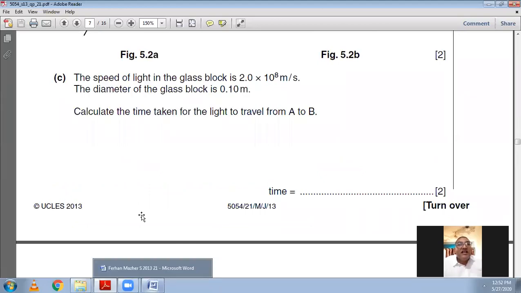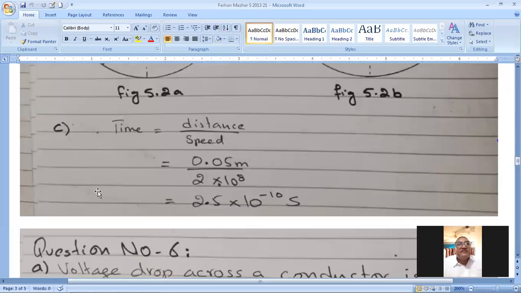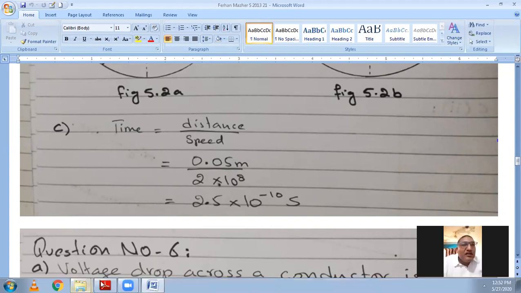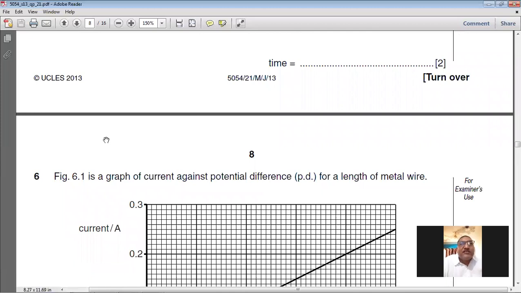Let me show you my work. Time is equal to distance divided by speed. 0.05 meter divided by 2 × 10^8, and the final answer will be 2.5 × 10^-10 seconds. So light will take this much time. So that's it with question number 5. Let's move to the next question.